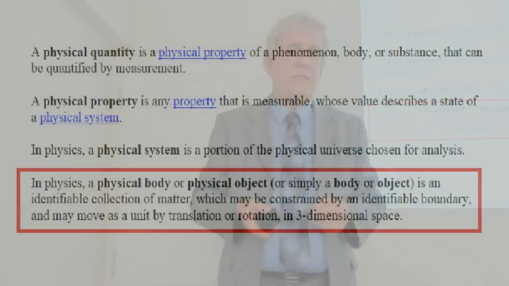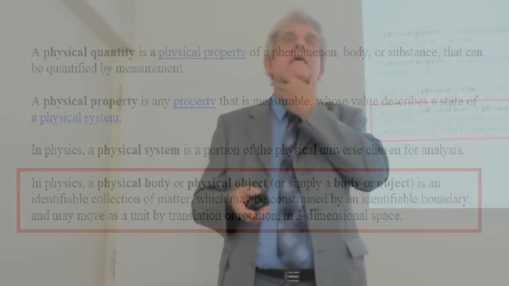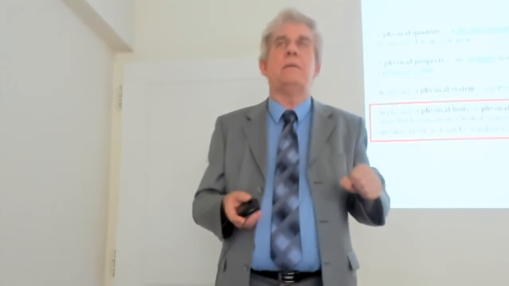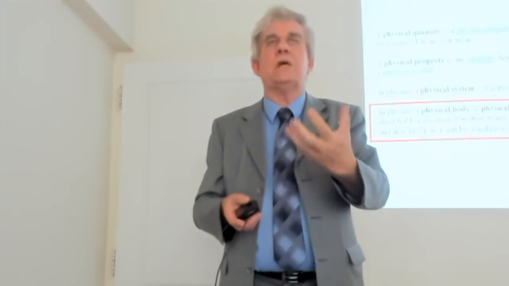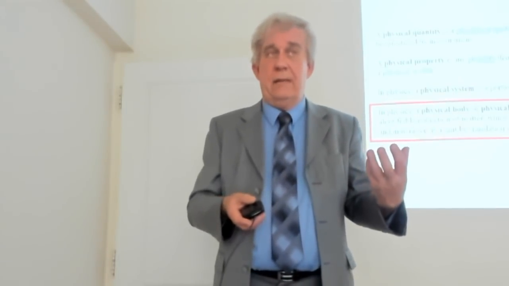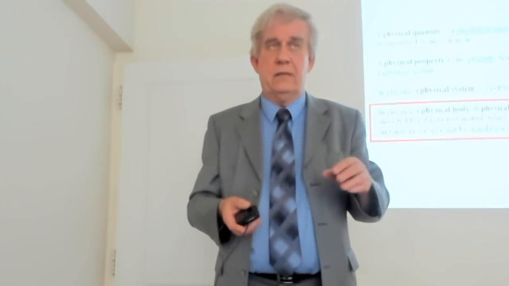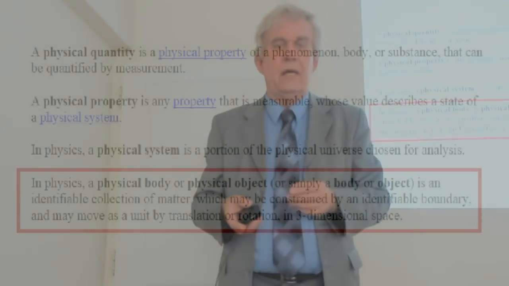And they finally end up saying, well, in physics, a physical body, this is from different websites, by the way, physical body or physical object, right? And listen to this. Is an identifiable collection of matter. What they're saying is you take a bag full of marbles, and all those marbles constitute a physical object. Okay, that's what they're saying. A dog is not a dog, he's just a bunch of atoms. Same for a tree or for whatever.